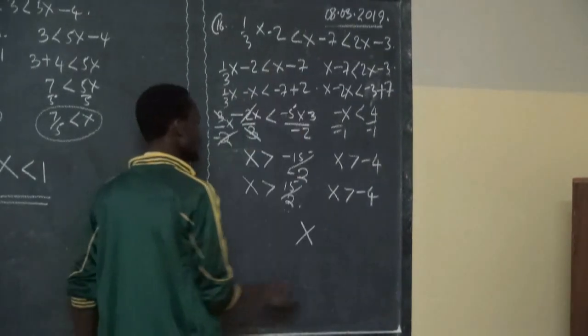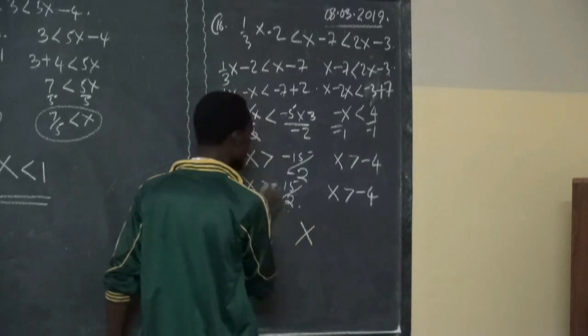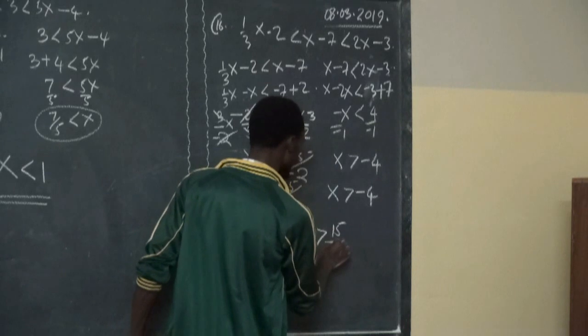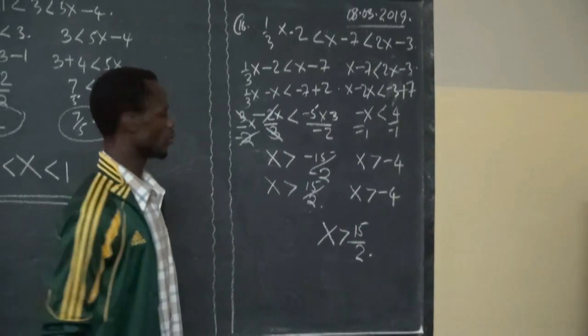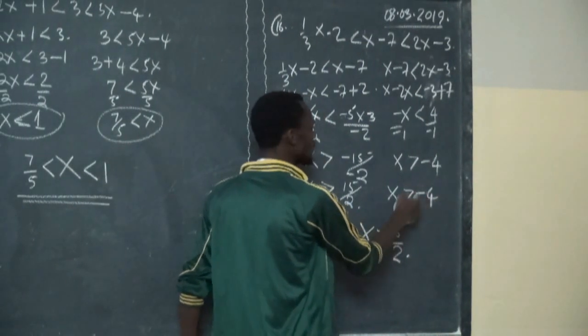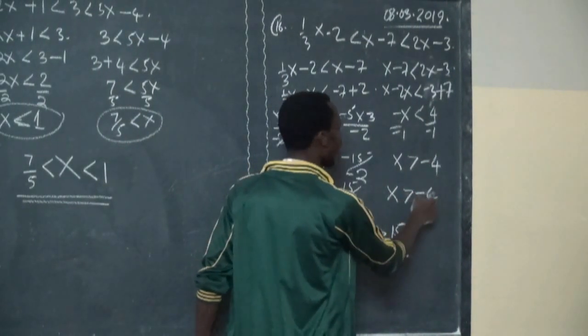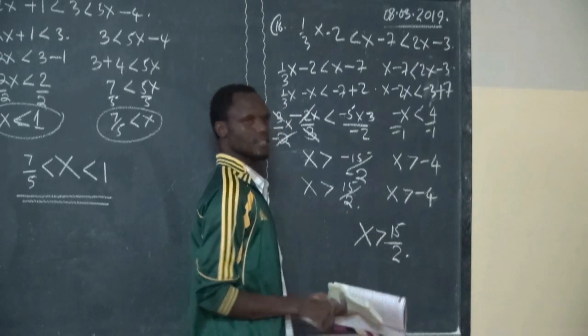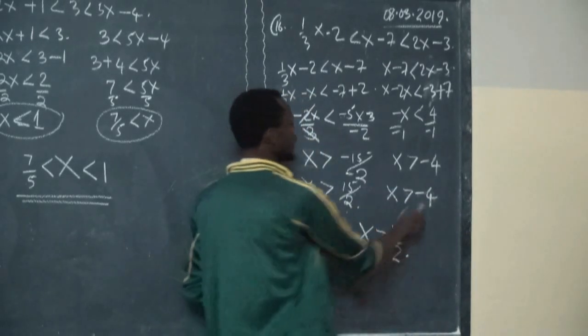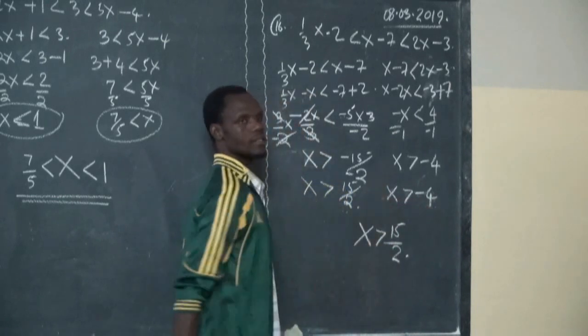X is greater than 15 over 2. Then if x is greater than negative 4, it means negative 4 is less than what? X. Kwa sababu x ni kubwa kuliko negative ngapi? 4. Maana yake negative 4 ni ndogo kuliko x.